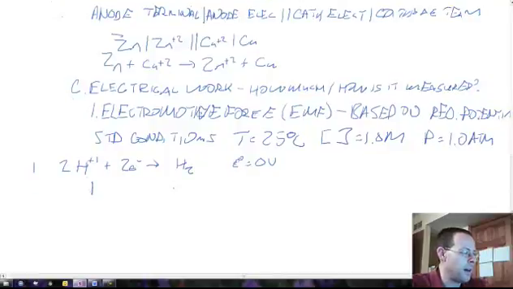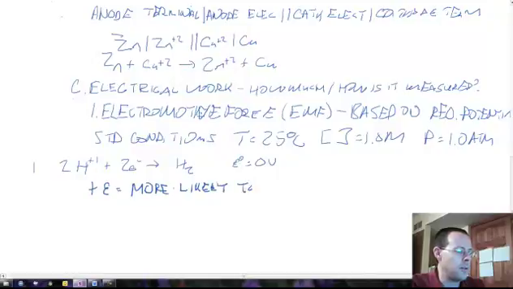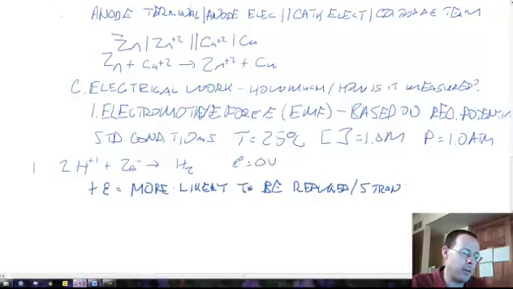And if something is a positive E, alright, so hydrogen is 0, something has a positive E, all that means is it's more likely to be reduced. Which means as well it is a stronger oxidizing agent, because things that are more likely to be reduced are more strongly oxidizing agents. So strong oxidizing agent.